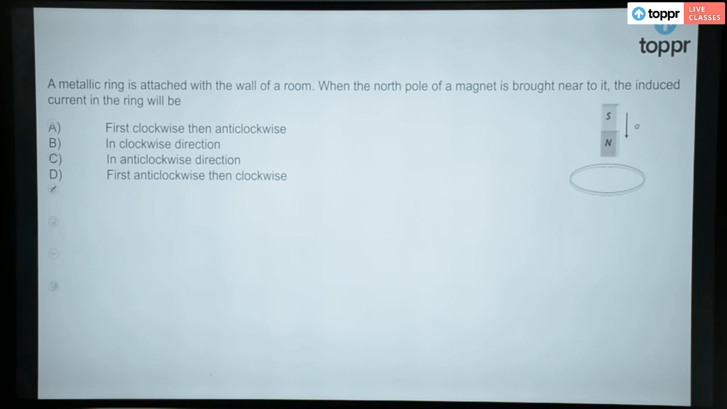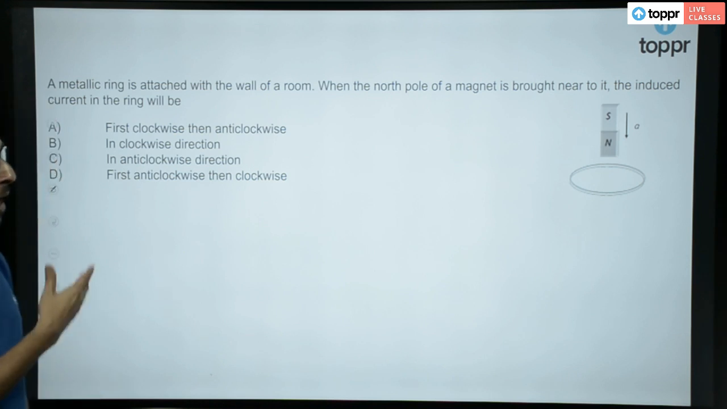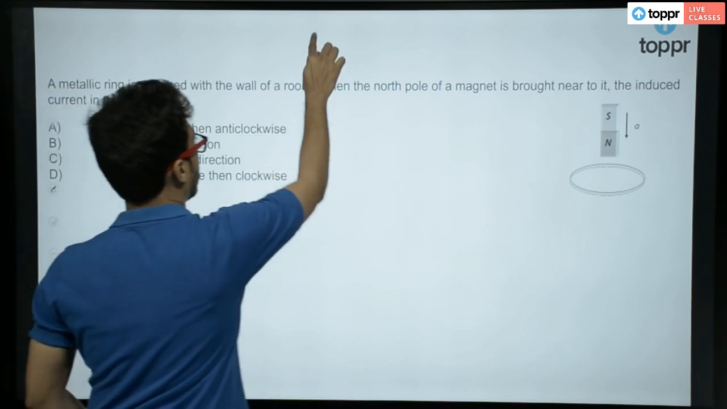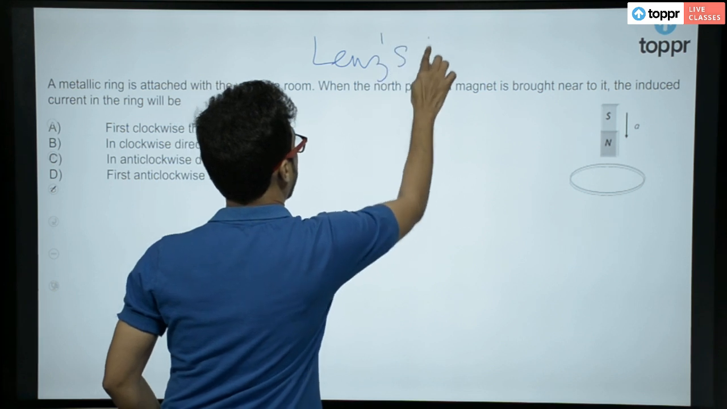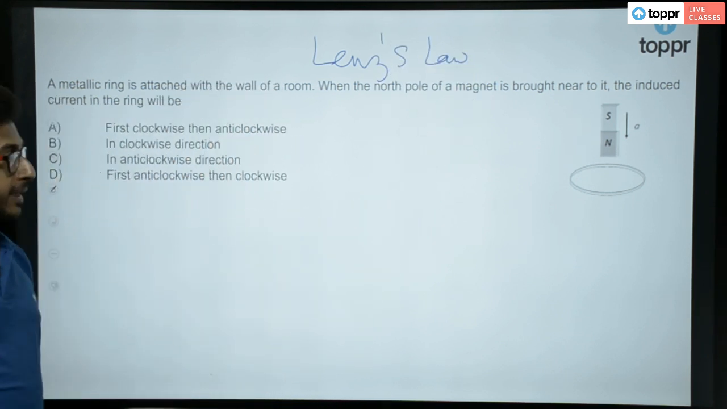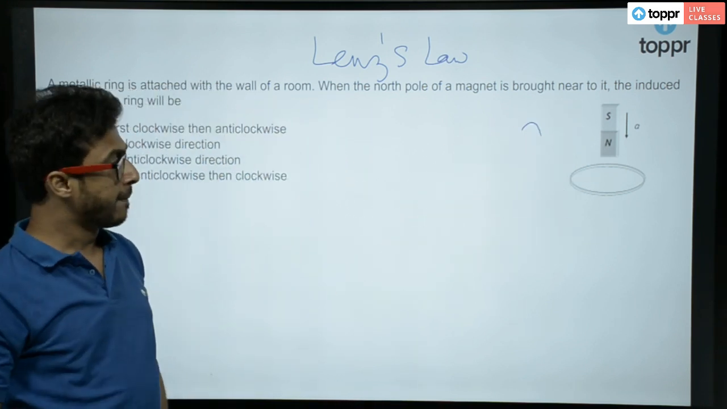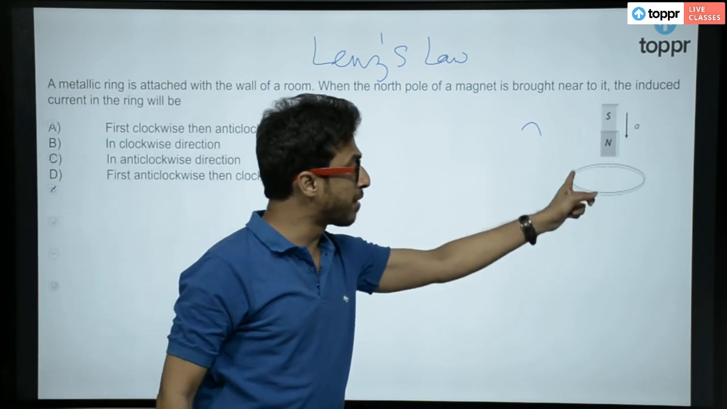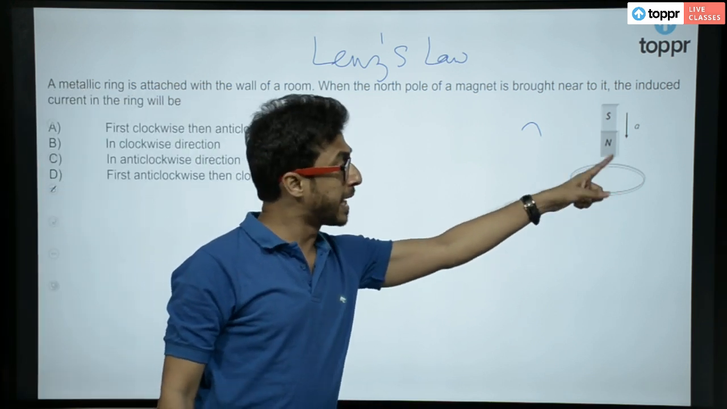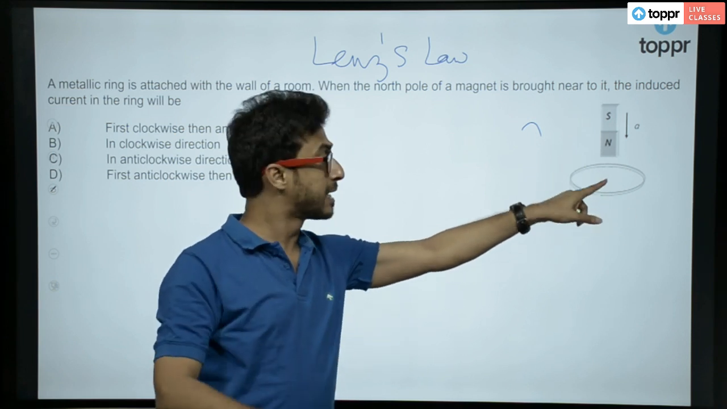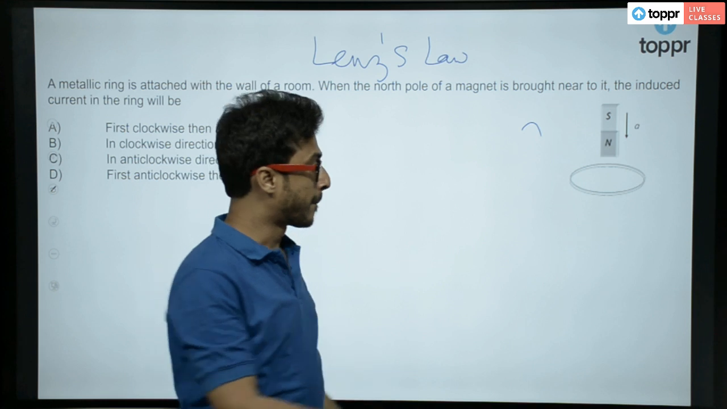Okay. Now see this question. A metallic ring is attached with the wall of a room. When the north pole of a magnet is brought near to it, the induced current in the ring will be... Okay. Now this is the application of Lenz's law. So definitely if north pole arrives towards the ring, then the induced EMF will be produced in such a way that the current will flow so that this will also be a north pole, right?